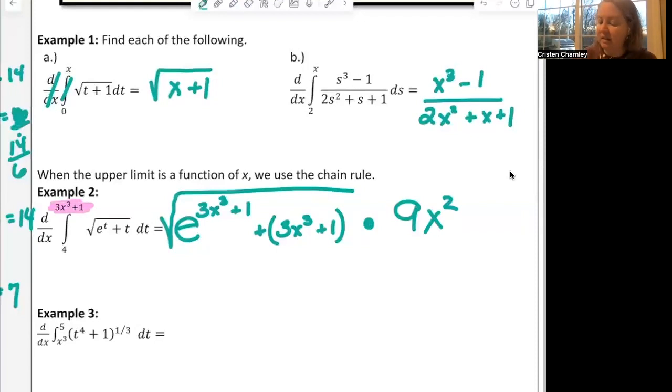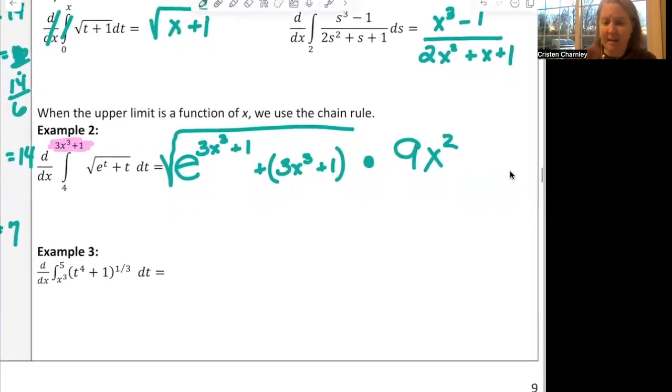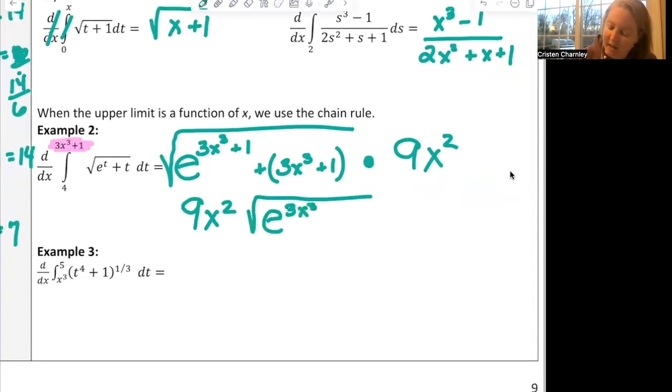Now, this looks a little sloppy, and it is. There's not really anything else you can do with it. I might put the 9x squared in the front of the radical so that if I'm in a rush, I don't get lost there. Something like that. There you go.